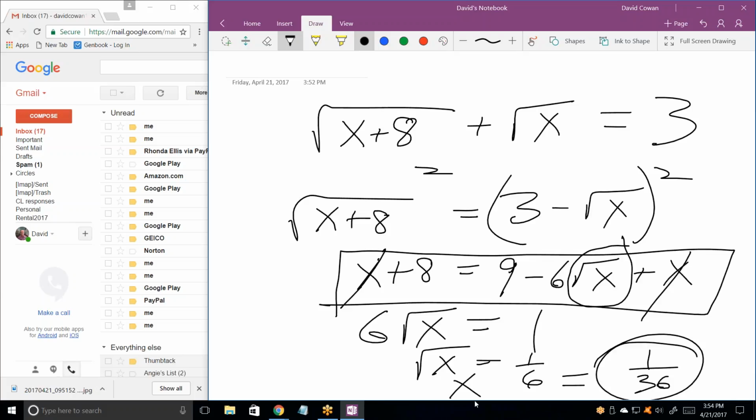And that's the answer. But that's how you handle when you have multiple radical signs in one equation, is that you cannot get rid of both radicals in one step. You have to get rid of one radical, which is still going to leave one radical, and then isolate the last radical, square both sides again. That'll get rid of that radical.